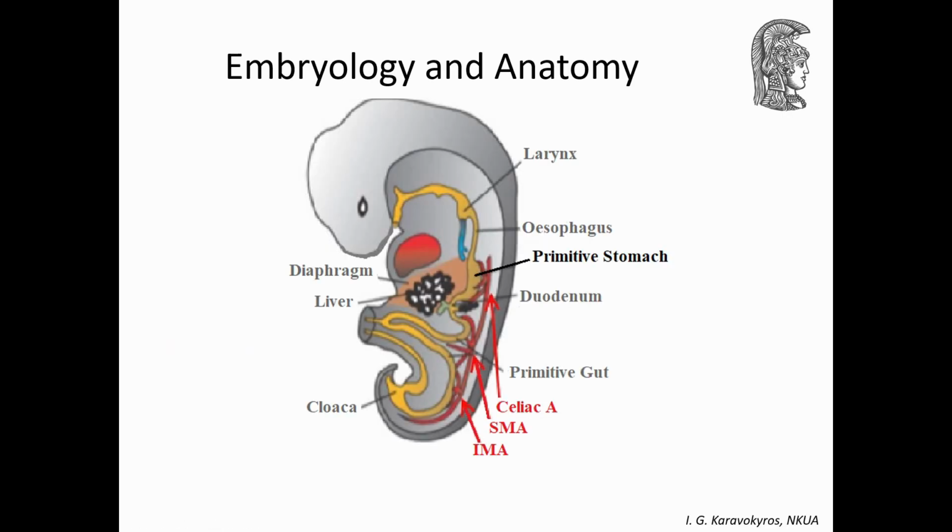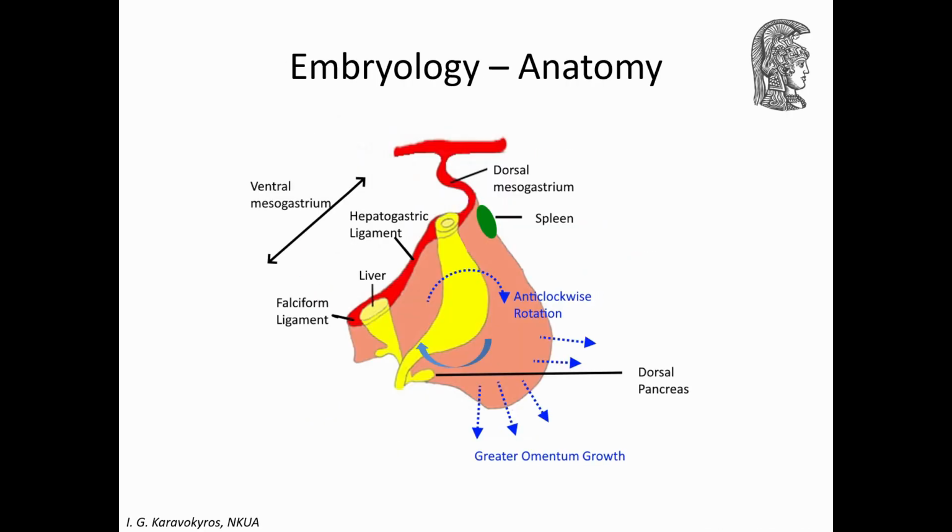The stomach develops as an outpouching of the foregut. Its blood supply comes from the celiac artery. During fetal life, the organ rotates anti-clockwise along its longitudinal axis. Its right side becomes dorsal and its left side ventral.